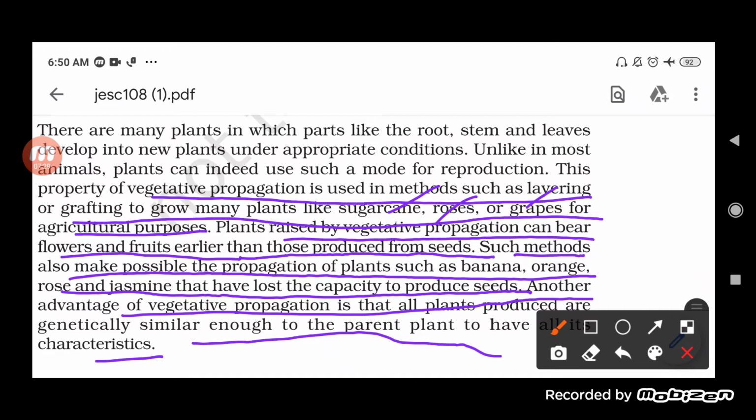Now the plants which are raised by vegetative propagation can flower and bear fruits, and these fruits come earlier than those produced from the seeds itself. So we can say here, in the process of vegetative propagation, how does the formation of the seed occur, student?